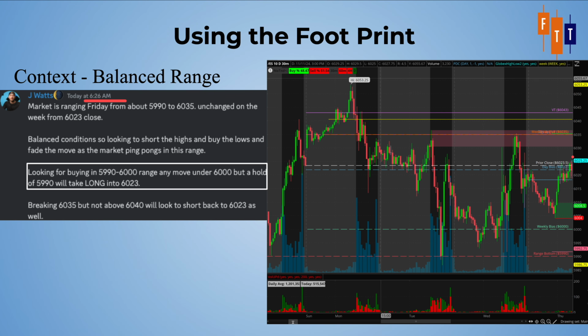All right, this is a chart before the market opens. And I want to highlight this area that I was looking for buying into, the 59.90 to 6,000 range. On any move under 6,000, but a hold at 59.90, I'll take long into 60.23.